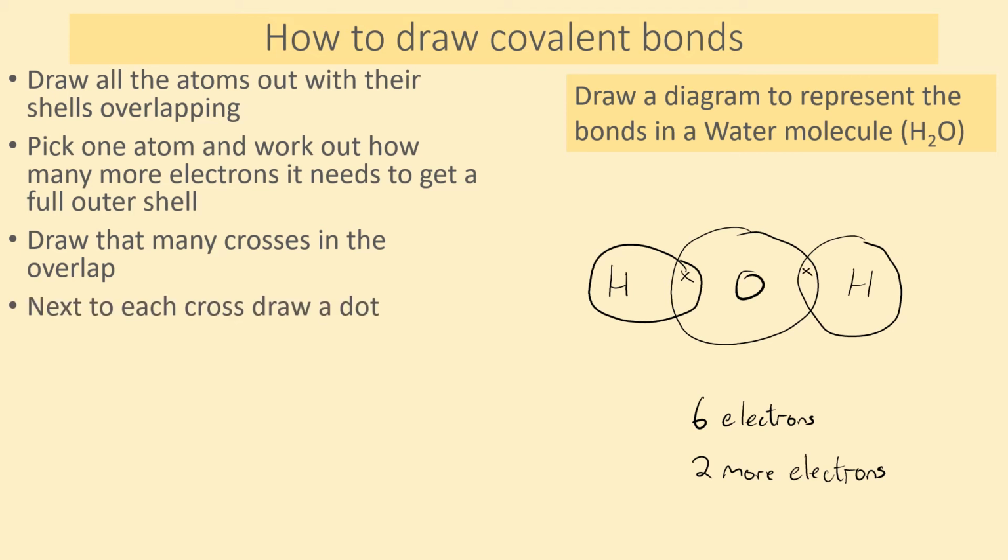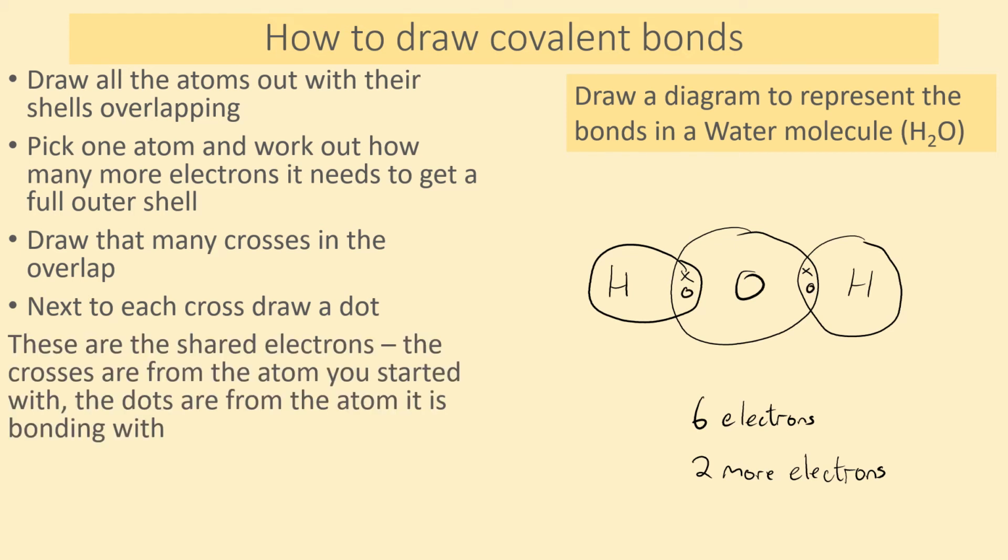Now next to each cross, I'm going to draw a dot. There we go. I'll draw my dots. They're my shared electrons. And I need to draw the rest of my electrons on. So I'll do my oxygen first. So I've drawn 2. I need to draw 6 more. So I've got 1, 2, 3, 4. Oh, sorry, I need to have 4 more because I've already drawn 2. So I've now got my 6 electrons from oxygen.